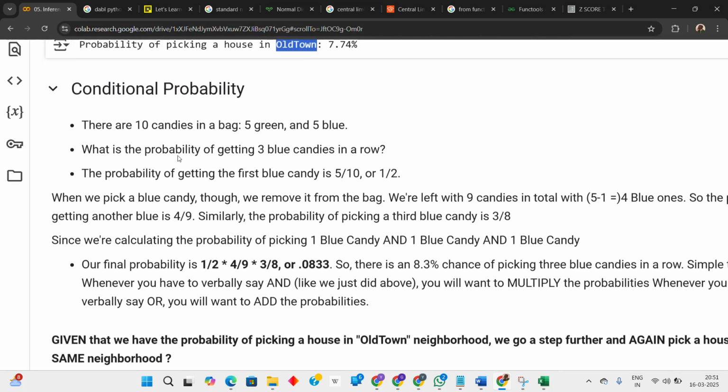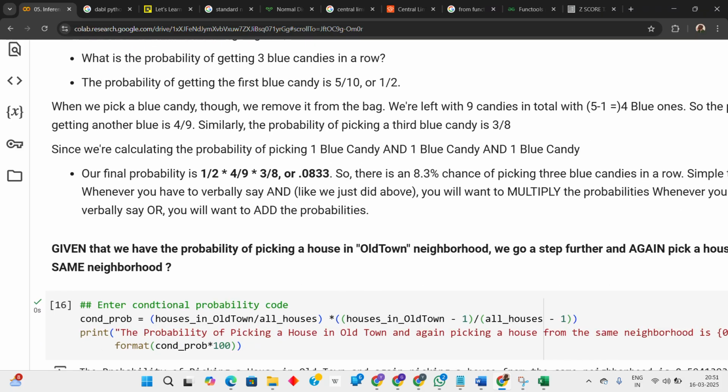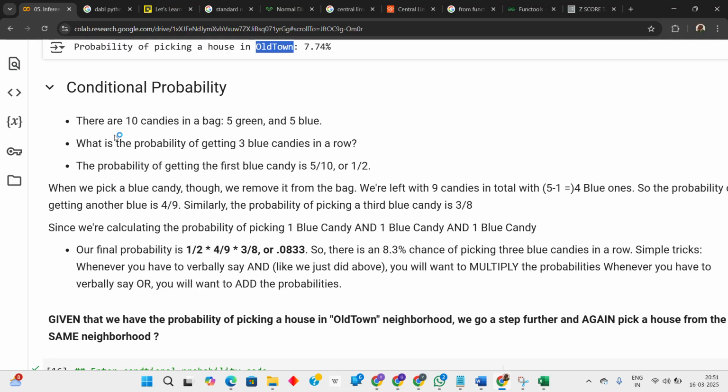Then we will understand conditional probability. Conditional probability always depends on two things. One is the multiplication way, and another one is the addition way. I will explain in what way you can calculate in the best way. So first of all, let us understand this question. There are 10 candies in a bag. 5 candies are green, 5 candies are blue.